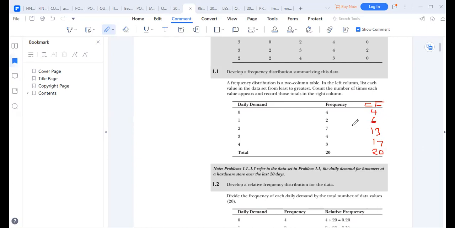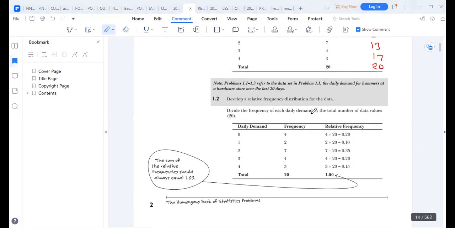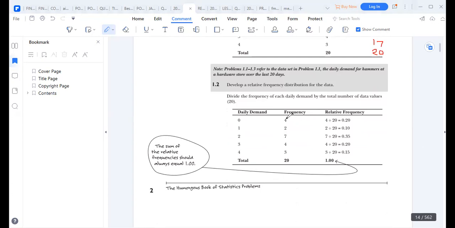Now, to come up with a relative frequency table, we simply total up. 4 divided by 20, 0.2. 2 divided by 20, 0.1. 7 divided by 20, 0.35. 4 divided by 20, 0.2. And 3 divided by 20, 0.15. So whenever we're talking about relative, it is each individual element over the sum total.